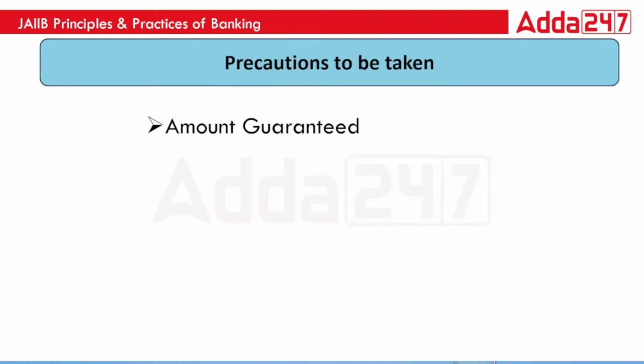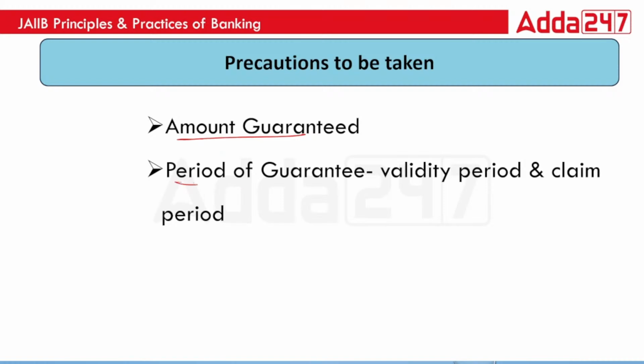What precautions do you have to take if a guarantee gets revoked? As a banker, you have to check the amount which was guaranteed by the bank. You also have to check the period of guarantee. In the period of guarantee, there are mainly two periods which are important. One is called validity period and the other is called claim period.